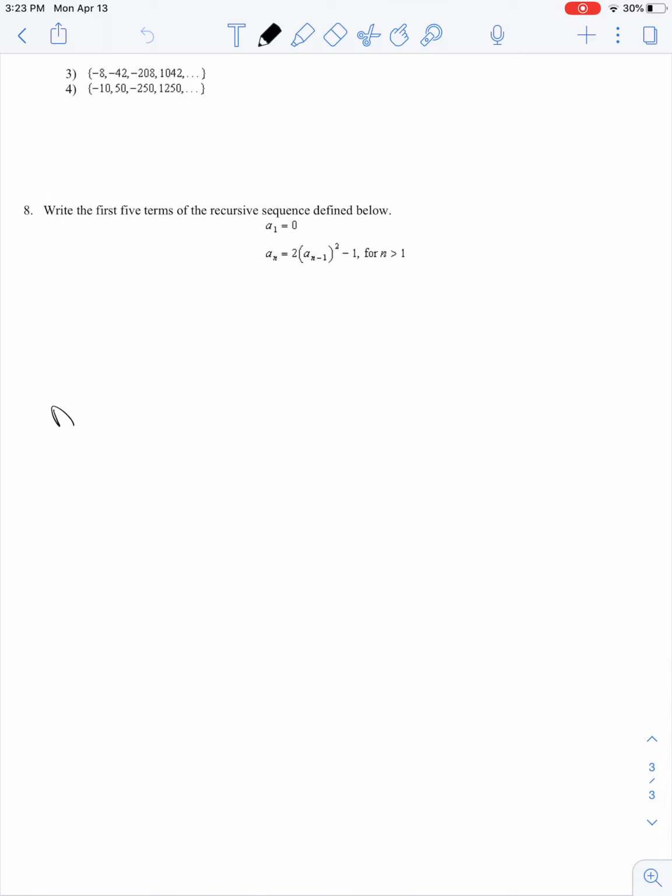So we've talked about arithmetic sequences, and those are sequences with an adding pattern. And then the amount that you add to get from one term to the next is called the common difference.